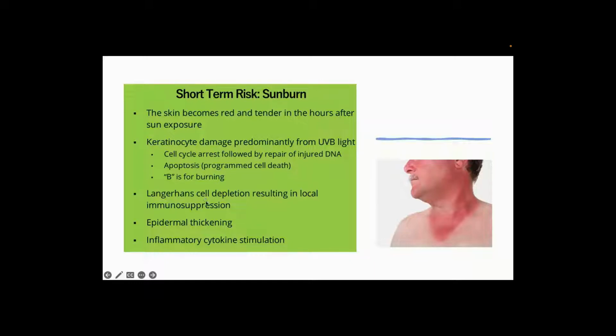We also get some immunosuppression, some skin thickening, and inflammatory cytokine stimulation from a sunburn. You may have noticed that in very severe sunburns, people even develop a fever, and that's because of this inflammatory cytokine stimulation.